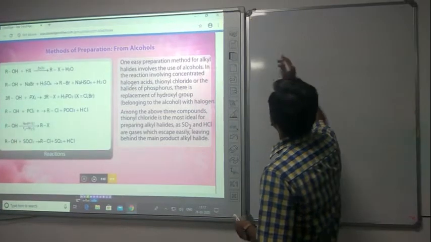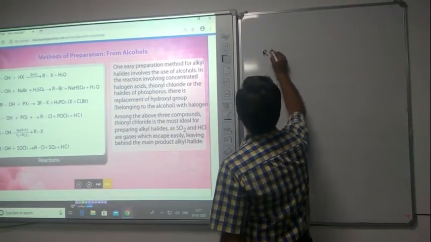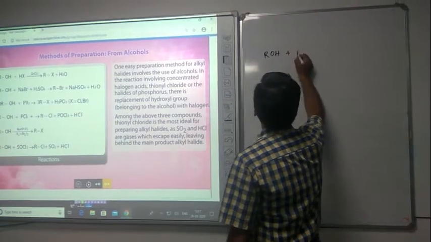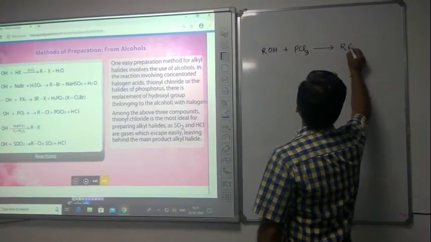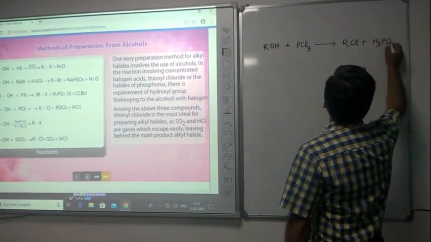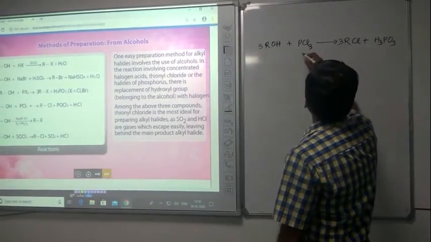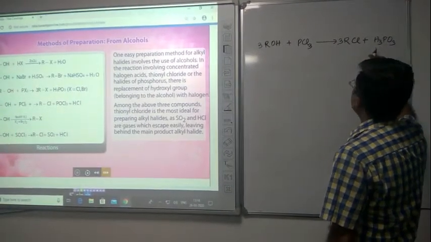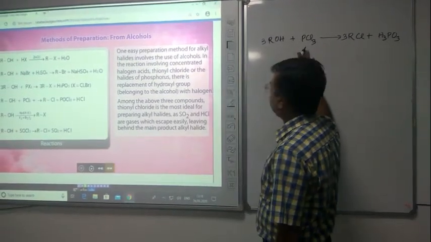These are the reactions. Suppose we start with the alcohol ROH plus PCl3. It gives RCl plus H3PO3. This is phosphorus acid. So 3 ROH with PCl3 gives 3 RCl plus H3PO3. This is phosphorus acid.